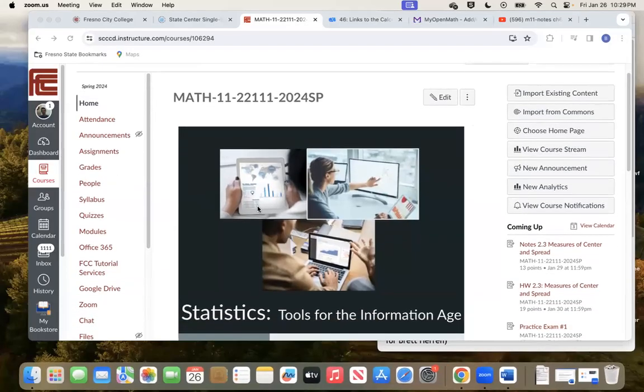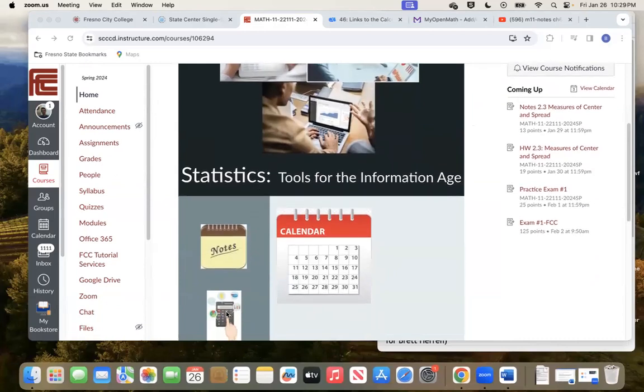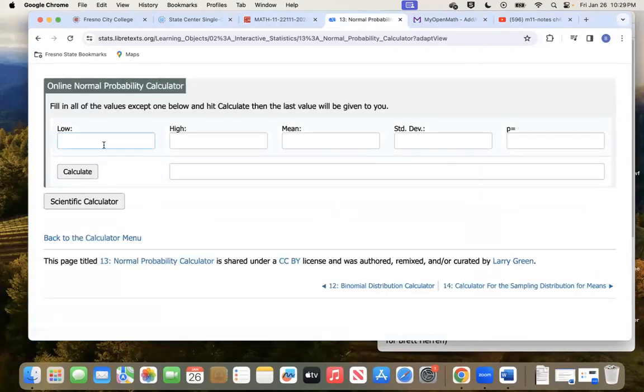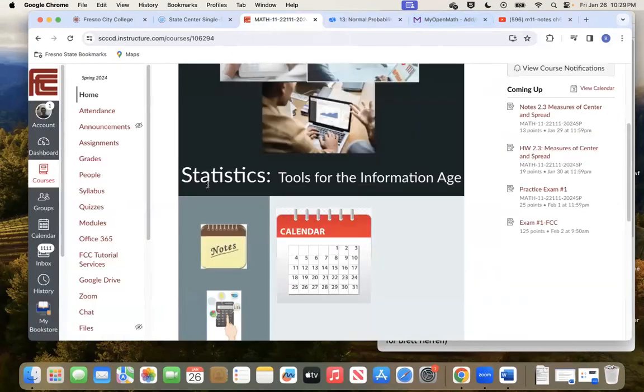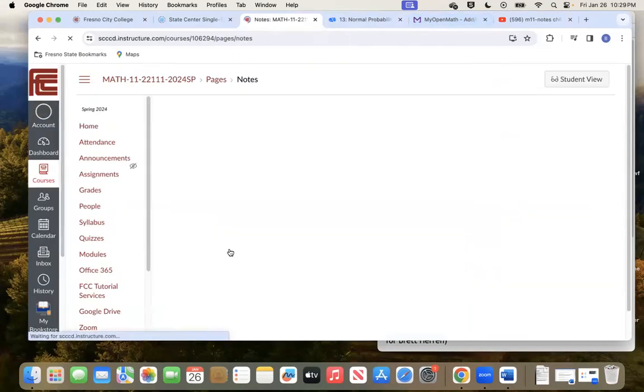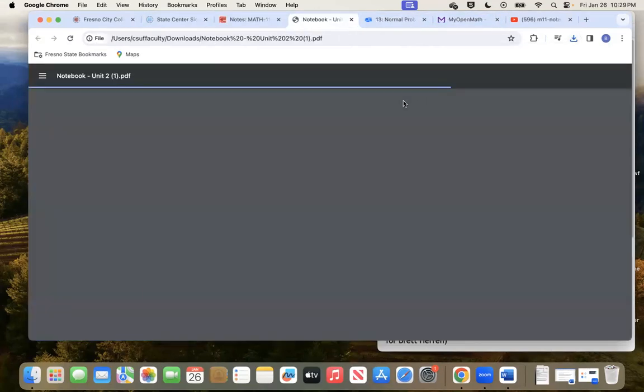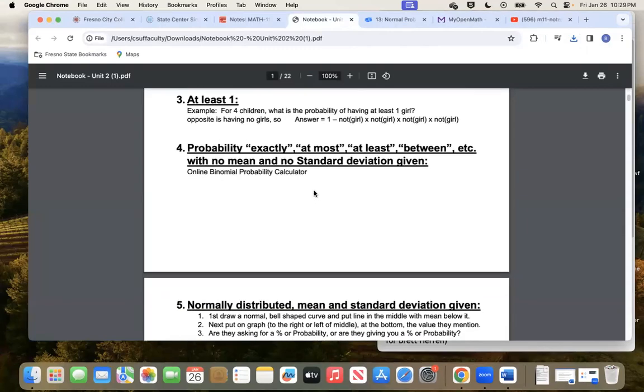So, okay, go to the online calculator, click on the online calculator right there. Pops up, go to normal probability because this is a normal curve. Okay, so we're going to put in, let me show you the notes real quick. Oh, I should have done that, huh? Let me get the notes up real quick. And yes, there's the unit two notes.